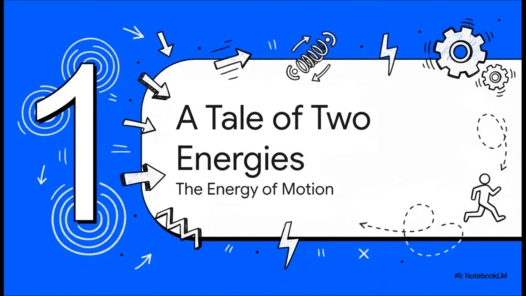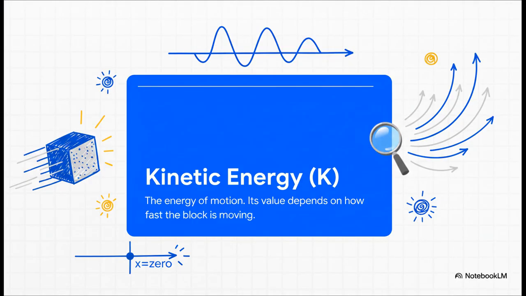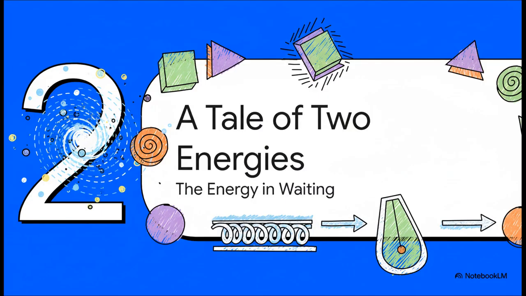To crack this puzzle, we've got to meet the main characters in our story. And the first one up is the energy of motion itself. In the world of physics, we call this kinetic energy. You'll usually see it labeled with a K, and it's all about one thing: speed. The faster that block moves, the more kinetic energy it has. So where is the kinetic energy at its absolute maximum? Well, it's right as the block is blasting through the center point, what we call x equals 0, where it's hit its top speed.